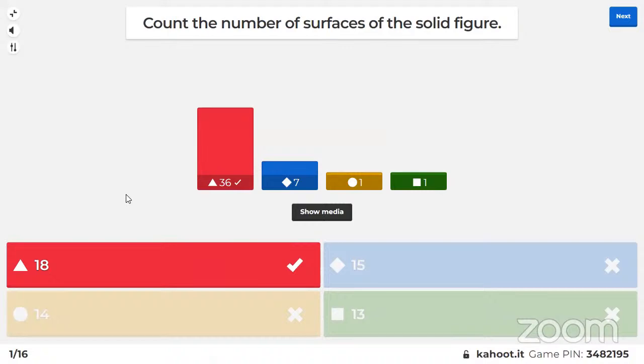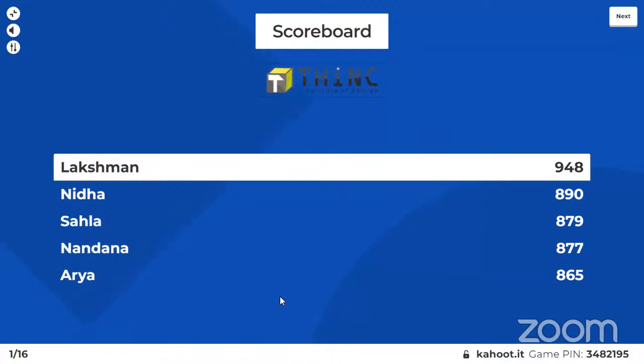All right, so time's up. Count the number of servers on the solid figure. So the answer is 18. Most of you have answered it correctly only. So let's see the scoreboard after the first question.